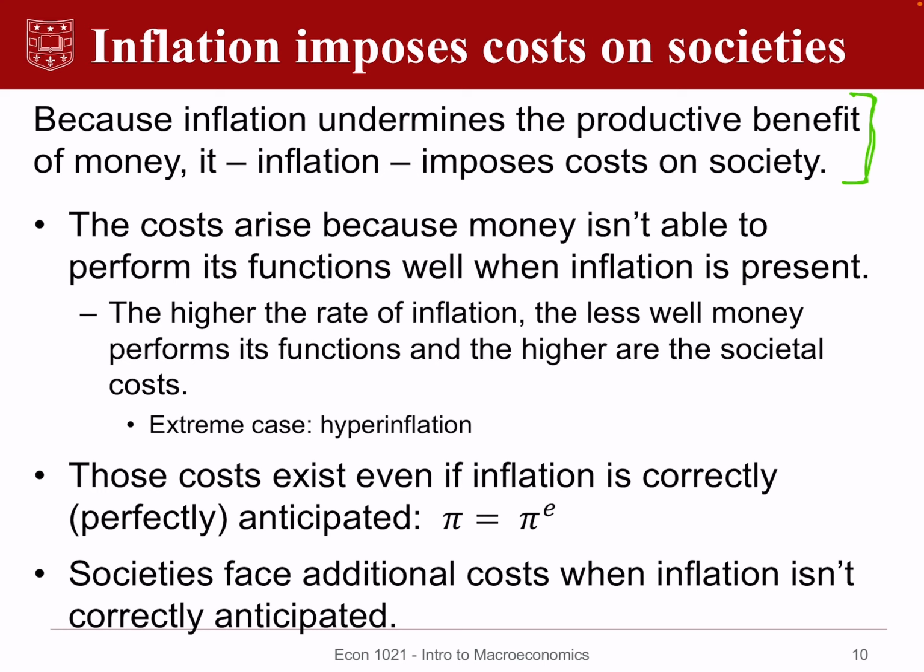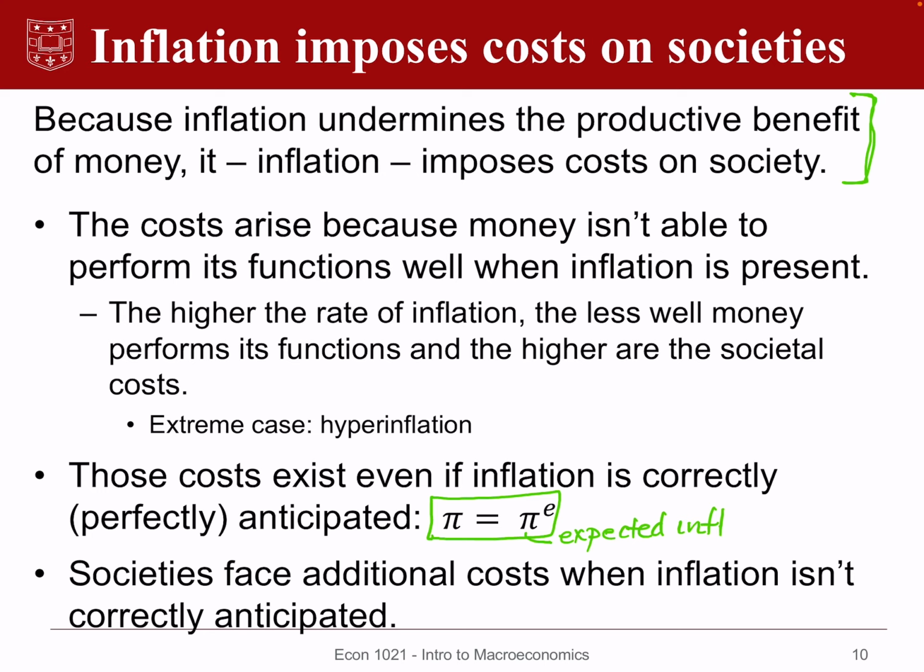So it's important to recognize that costs associated with inflation are going to exist even if inflation is correctly anticipated. And what do we mean by that? What we mean is that if the rate of inflation that people expect is the rate of inflation that actually materializes. So this is expected inflation, π^e, and then the π without the e superscript is just the actual or realized rate of inflation.